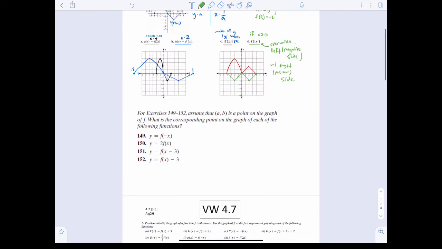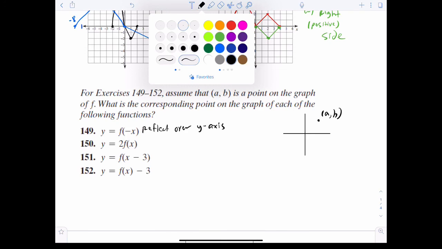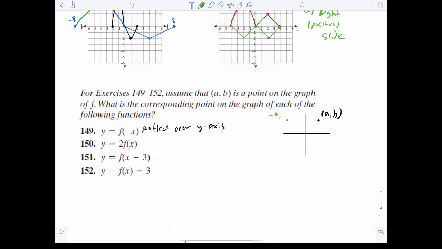Now we go to the final part. It says assume a, b is a point on the graph, what is the corresponding point on the graph for each of the following functions. So for these, just think about what's happening. Negative inside would mean reflect over the y-axis. And to do these, just imagine your point a, b in quadrant 1. That's going to be the easiest to think about. If you reflect over the y-axis, that'll be right here. So that would be -a comma b.